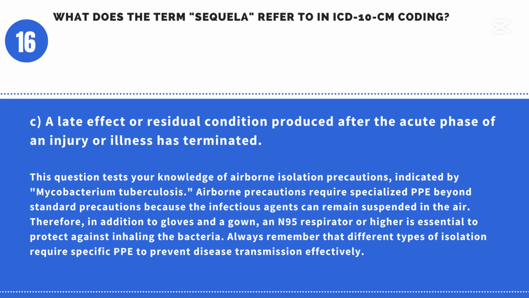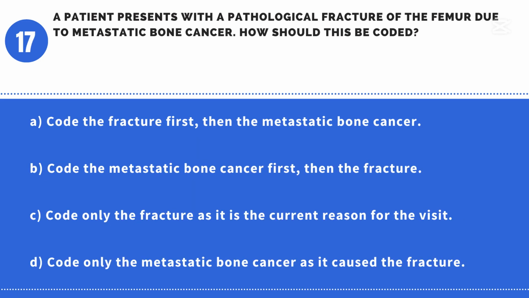Recognizing a sequela is key to assigning the necessary dual codes. Question 17. A patient presents with a pathological fracture of the femur due to metastatic bone cancer. How should this be coded? A. Code the fracture first, then the metastatic bone cancer. B. Code the metastatic bone cancer first, then the fracture. C. Code only the fracture as it is the current reason for the visit. D. Code only the metastatic bone cancer as it caused the fracture.